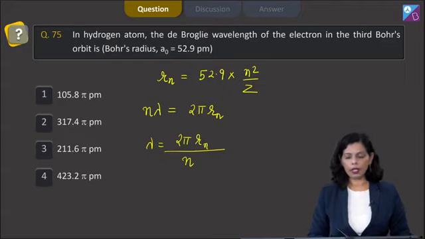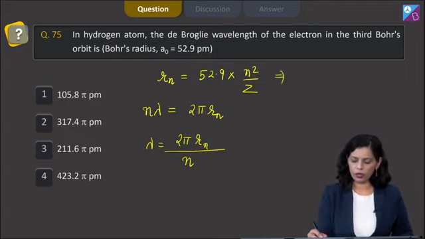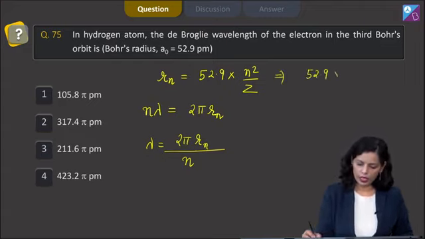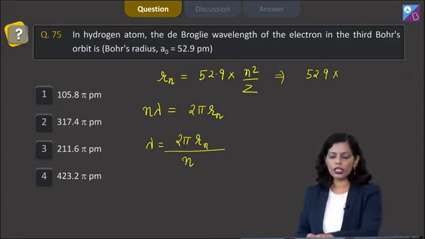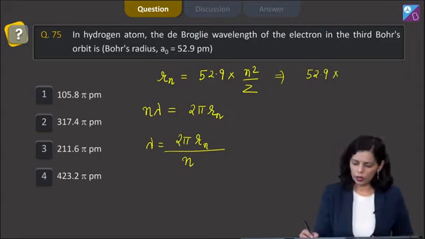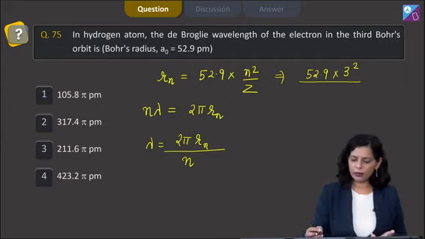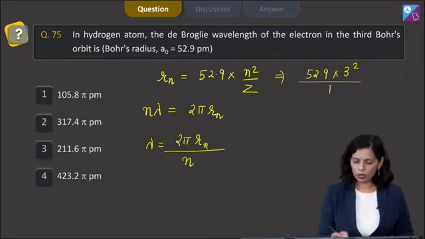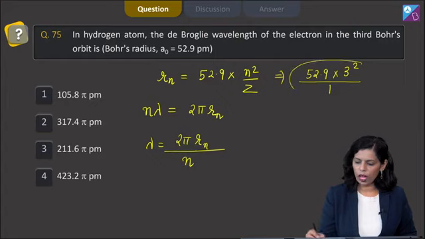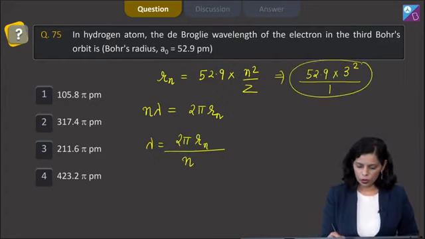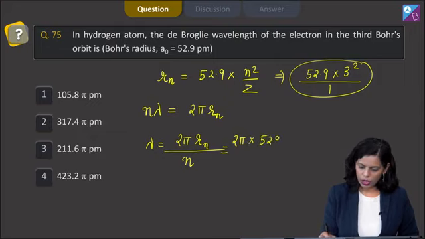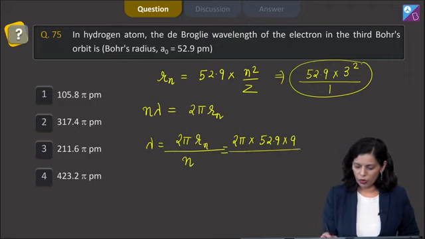Clear? Now, just calculate Rn value from here. This would be 52.9 into, what is n value here? They are talking about third Bohr's orbit, okay? So, I am just writing here 3 square upon, what is the Z value for hydrogen atom? Yes, simple, it is 1. Clear? So, the same value for Rn I am just going to keep here. So, it could be written as 2 pi into 52.9, and 3 3s are 9. So, 9 divided by n once again.